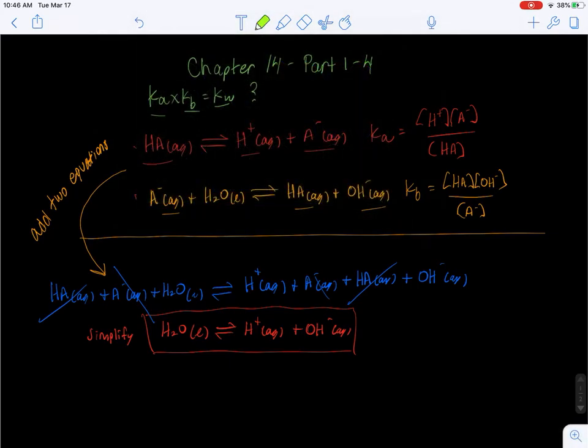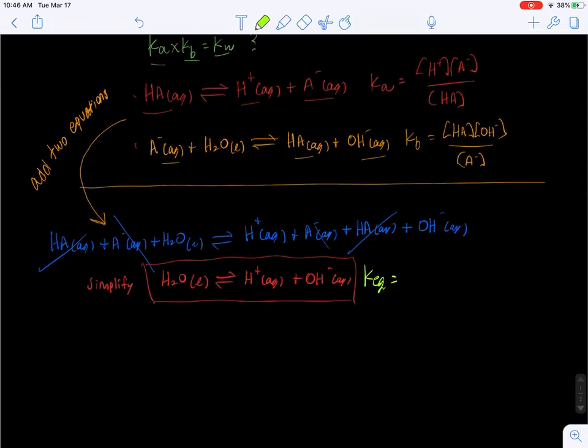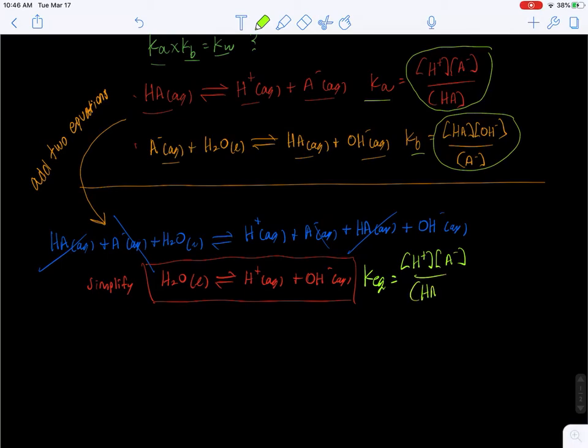Now, I want to switch to the mathematical analysis. Remember, if you add two reactions, the equilibrium constant for the combined chemical reaction is going to be the product. Okay, we're applying the product rule. It's going to be Ka times Kb, right? So it's going to be all that stuff that I circled times all that stuff I circled. So it's going to be H plus times A minus over HA times HA, OH minus over A minus, okay?